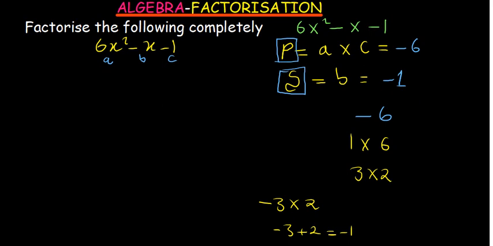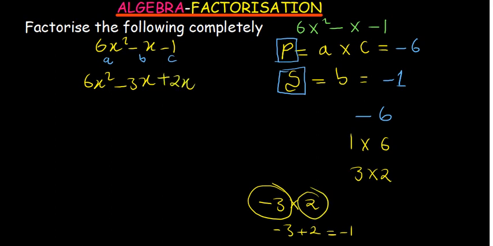Okay, so we are going to write this as 6x squared, but where there is negative x, we are going to put negative 3x, and then also a positive 2x. And then now you write a negative 1 at the end. If you say negative 3x plus 2x, it will still give you negative x. And then you just get these first two, just like we were doing, and then these last two.